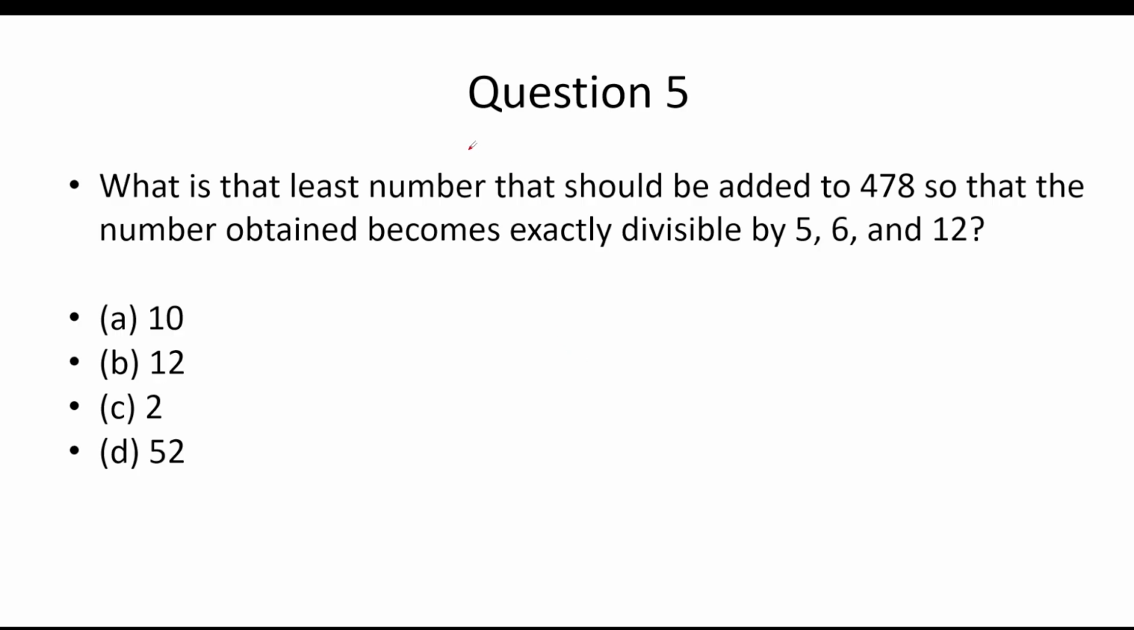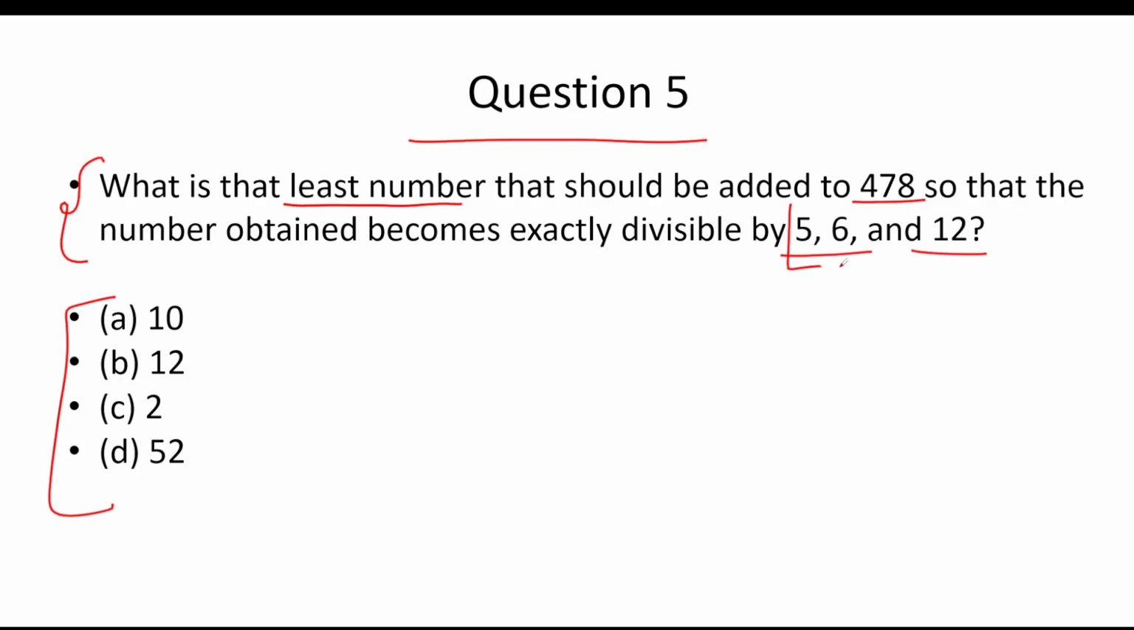Next question is based on the normal LCM HCF, okay, number system. What is the least number? See, these type of question you can do with the option method, right? Least number that should be added to 478 so that the number obtained becomes divisible by 5, 6 and 12. See, divisible by 5, 6 and 12, what is the meaning of this thing? Divisible by the LCM of 5, 6 and 12.